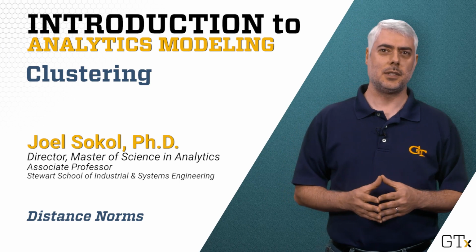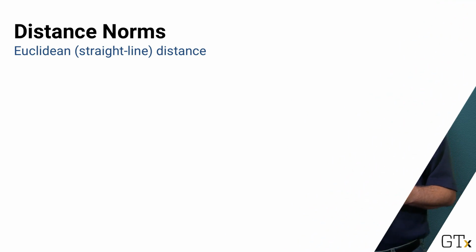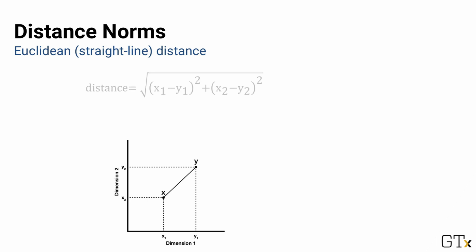In this short lesson, we'll see the concept of a norm and how it relates to calculating distance. You're probably familiar with the traditional straight line or Euclidean distance measure. Given 2 points x and y with coordinates x1, x2, and y1, y2, the distance between them is the square root of (x1 minus y1) squared plus (x2 minus y2) squared.